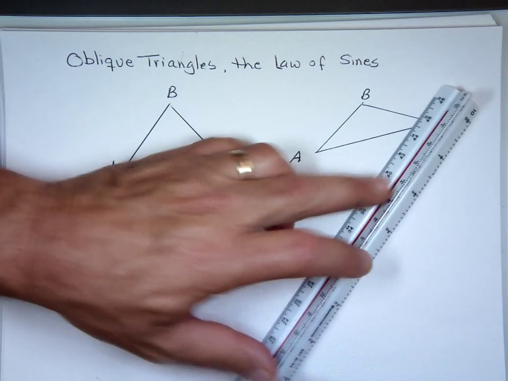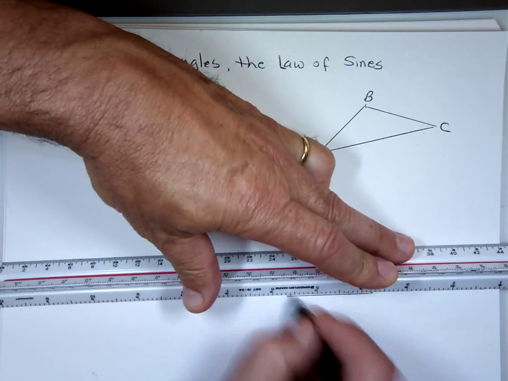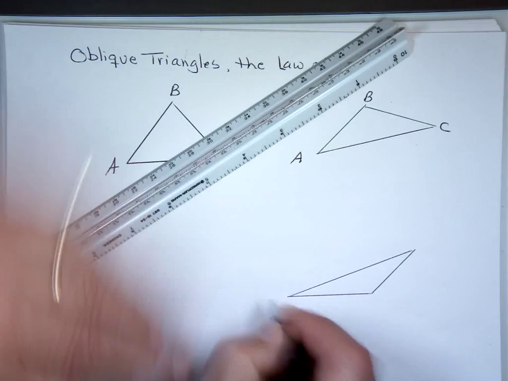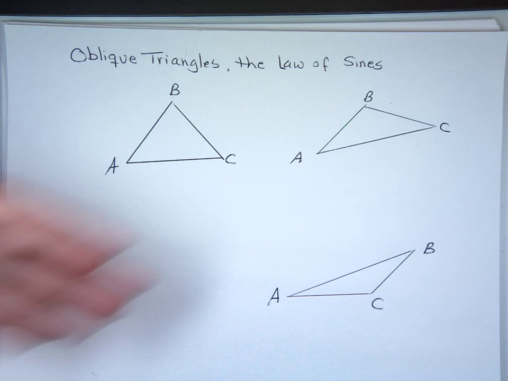I could have a triangle also that looks like this. That's also an oblique triangle. None of these angles are 90 degrees.